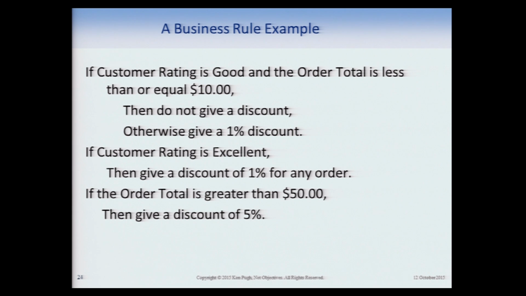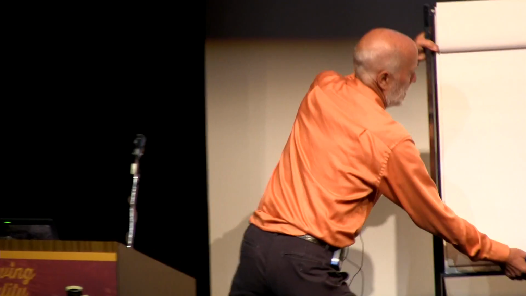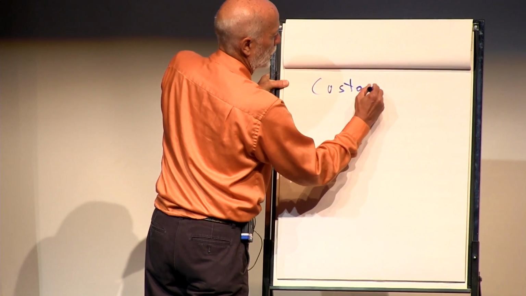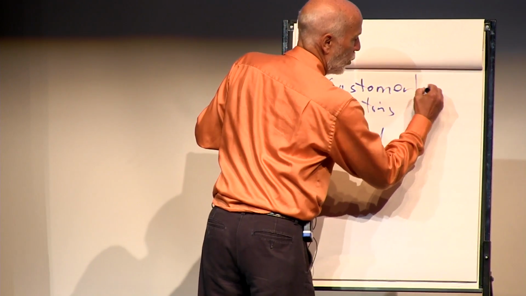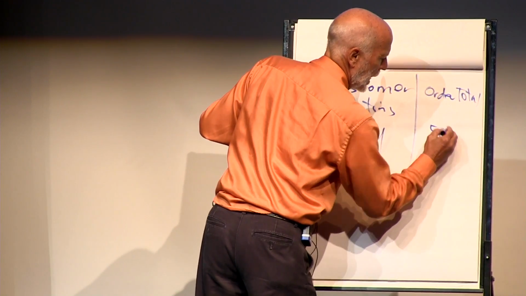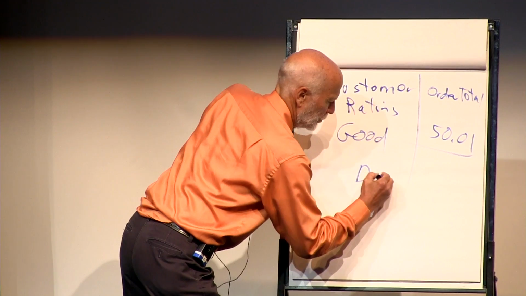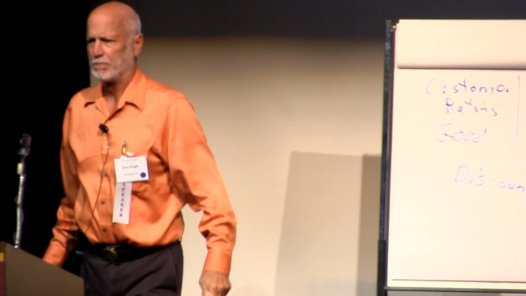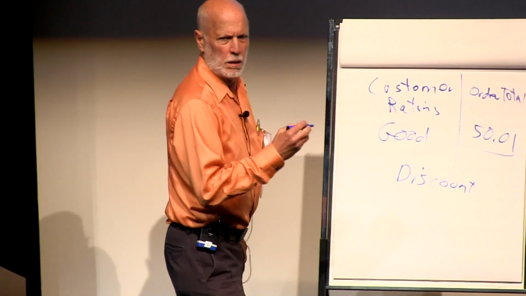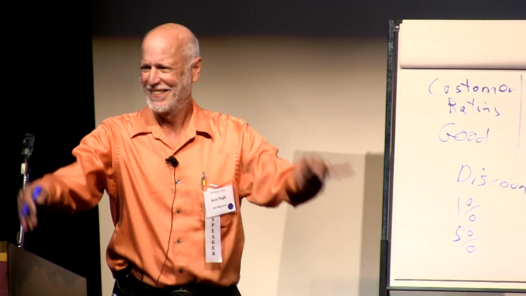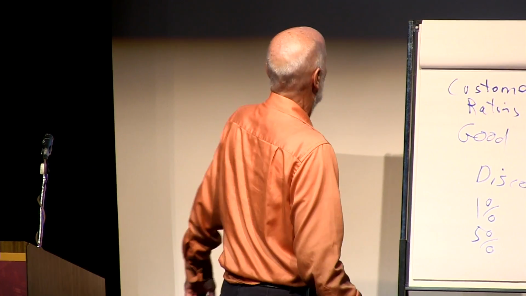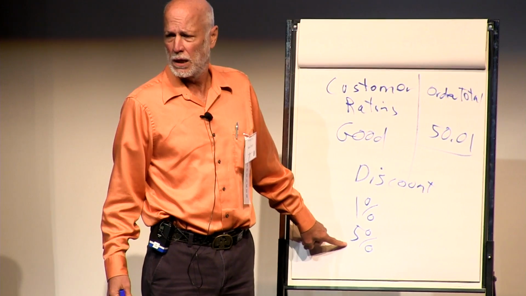Let's take another example here. Here is a business rule. I have a customer whose rating is good and has an order total of $50.01. What discount should apply? 1%. 5%. Ambiguous? He can't be ambiguous. I wrote it. No. Okay, I had to work at it. Is it 1% or 5%?